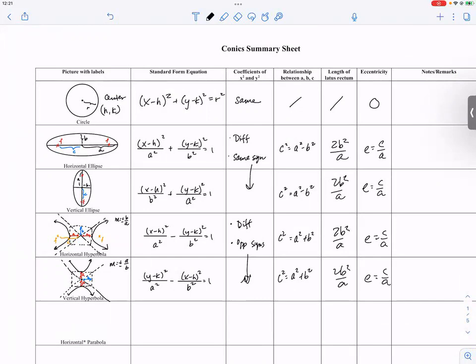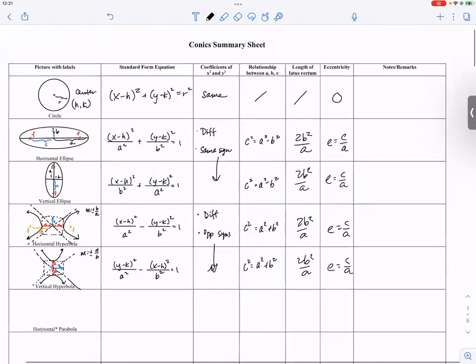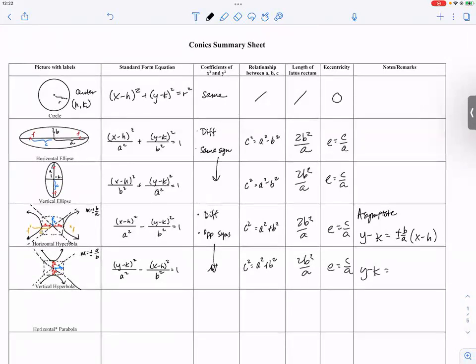All right. And for the notes or remarks, I'm just going to go ahead and write down the asymptote equation in point slope form. Since we got the slope already, that should be pretty convenient to write down the point slope form equation for the asymptotes.